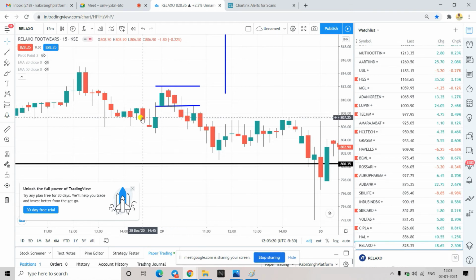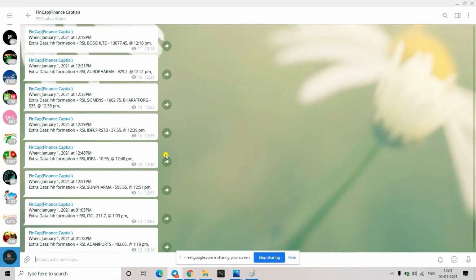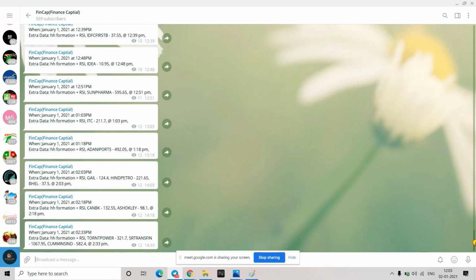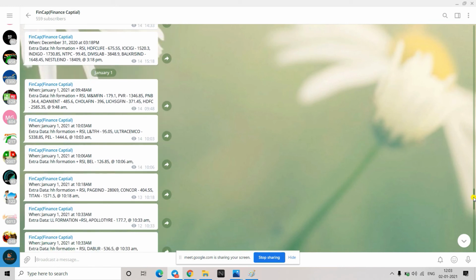But you are saying that we'll get an alert, so how does that alert come? See here, I have told you guys to join this channel. Once check, from 9:48 the alerts will start coming here. So you see here, we'll get an alert. What is written here? HH formation plus RSI. This HH means buy side screener. We got M&M Finance at 179.1.